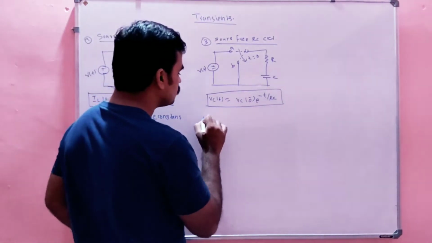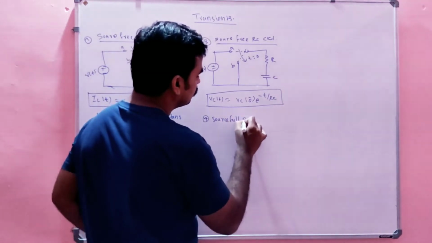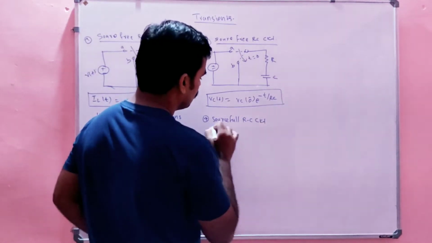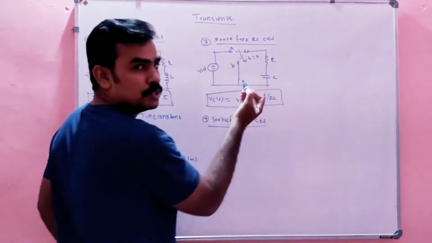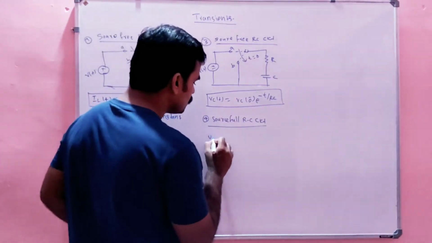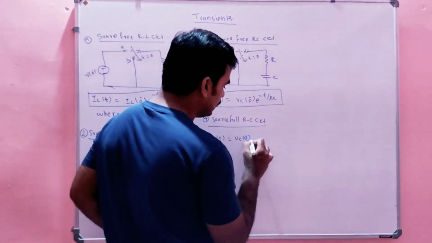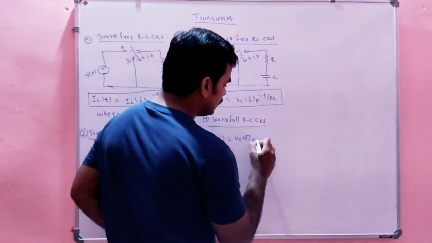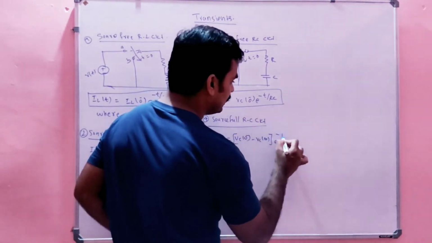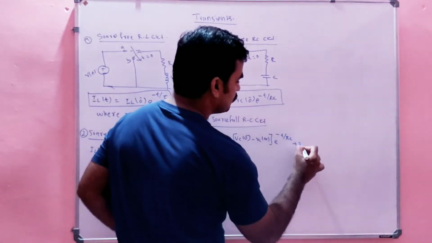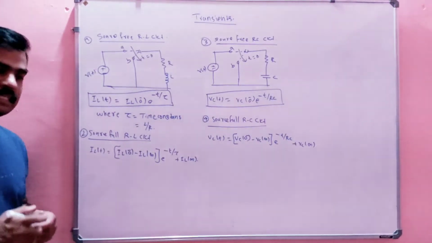If the circuit is a sourceful RC circuit, that means there is also a source now, then the equation is Vc of t equals Vc of 0 minus Vc of infinity, into e raised to minus t by RC, plus Vc of infinity. This is the equation for the sourceful RC circuit.